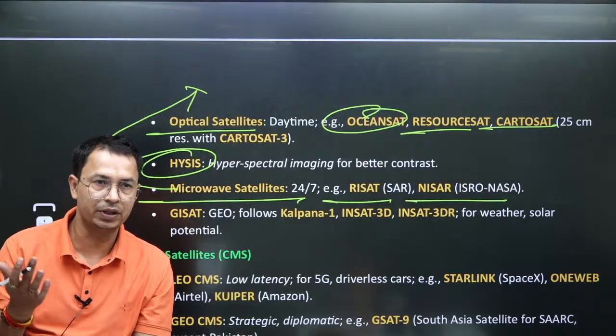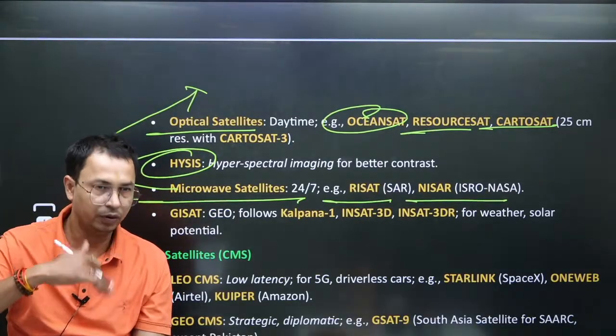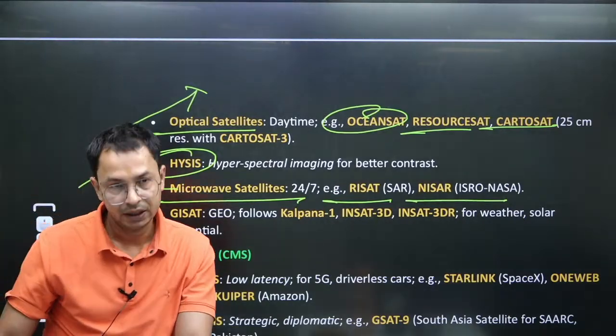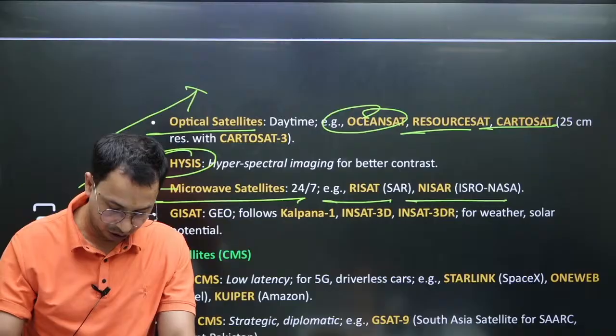where the terrorist camps are. We can have the picture before and after the attack of the missiles. So these are the microwave satellites. They have a lot of uses.